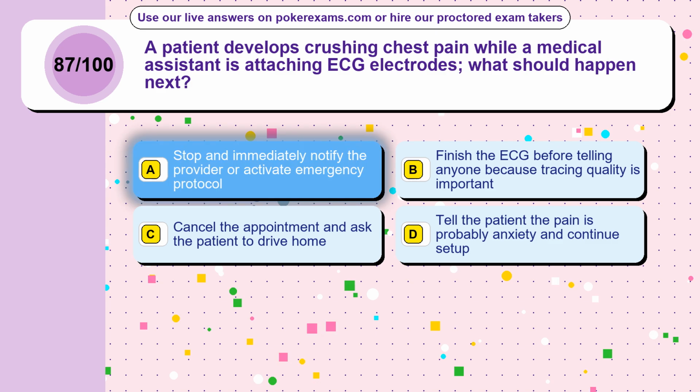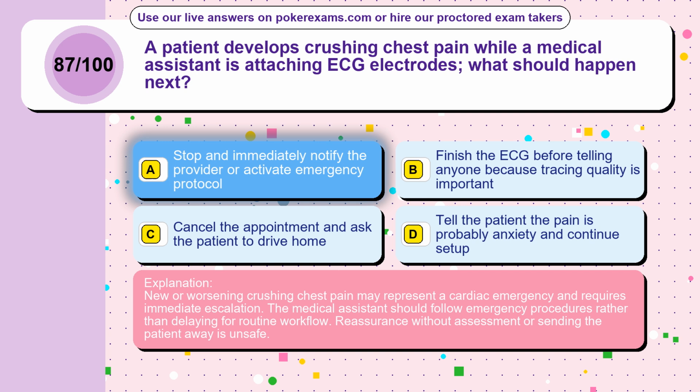The correct answer is option A, stop and immediately notify the provider or activate emergency protocol. New or worsening crushing chest pain may represent a cardiac emergency and requires immediate escalation. The medical assistant should follow emergency procedures rather than delaying for routine workflow. Reassurance without assessment or sending the patient away is unsafe.